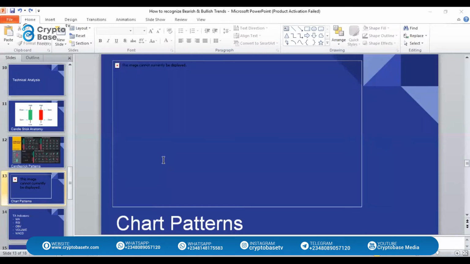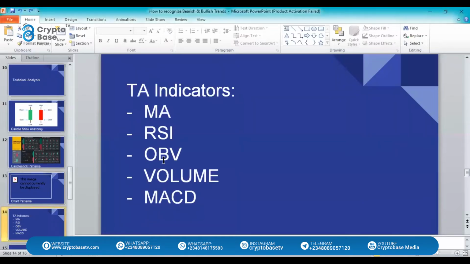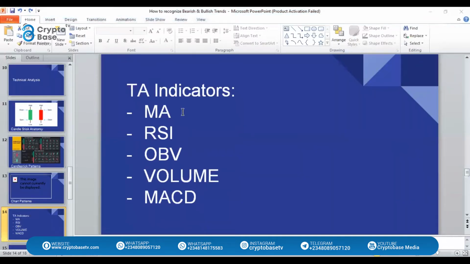Okay, technical analysis indicators. Most of them are used to determine whether a trend is bullish or bearish. So whenever you see them, you can use them to analyze that, okay, this trend is going to be an uptrend. Great. So there are also technical analysis indicators. An example is the moving average, MA.